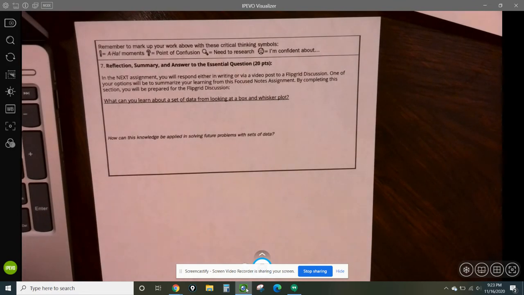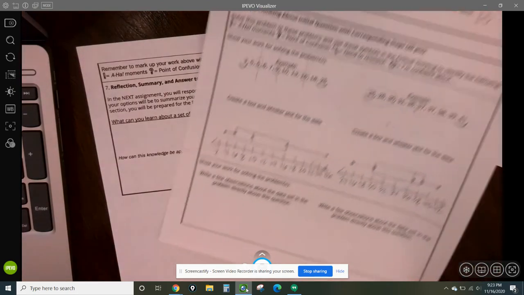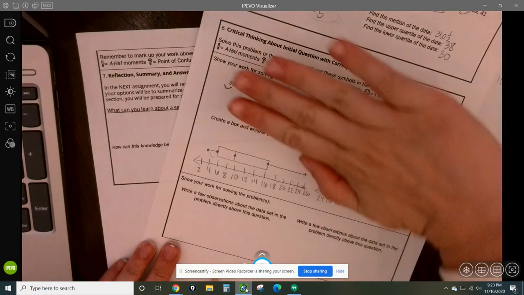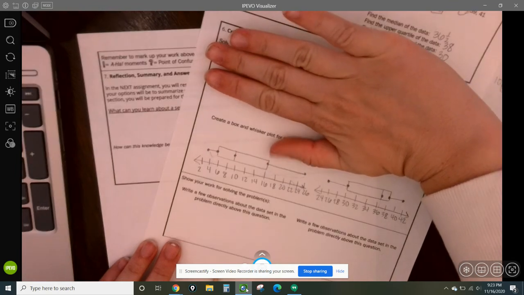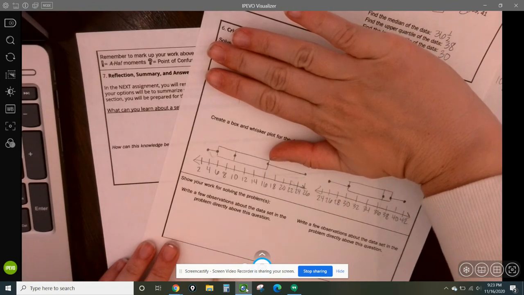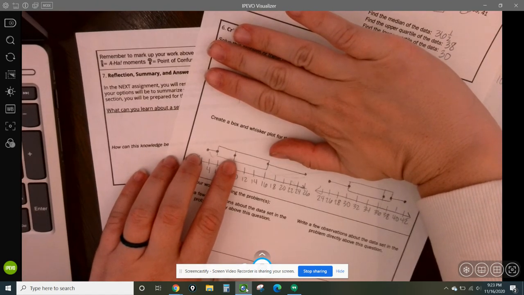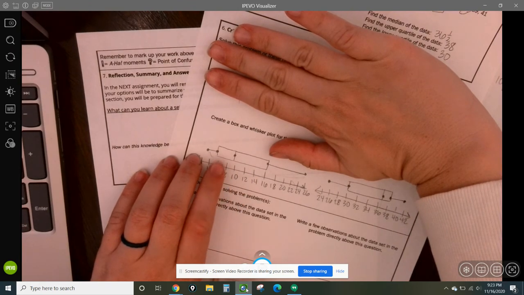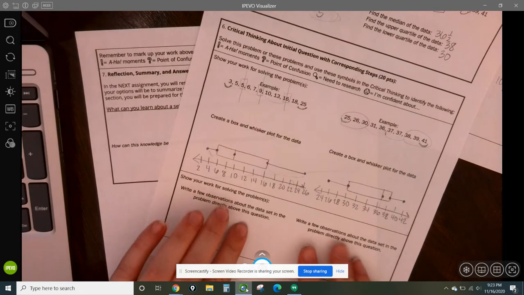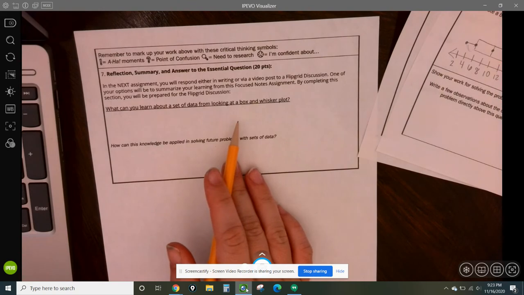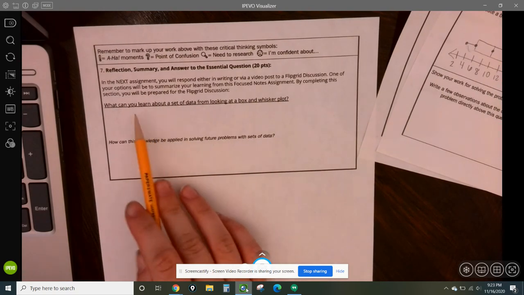And the last step here is the reflection. What can you learn from a set of data by looking at a box and whisker plot? So we just talked about a lot of things that you can notice or you could learn just by looking at the box and whisker plot. So even if you didn't have the numbers themselves, you could say things about these box and whisker plots. You can tell how close the numbers are together. You can tell how close the median is to either the lower quartile or the upper quartile. So there's all sorts of things. All these things that you wrote here, you can write as your reflection answer too about what you can learn by looking at a box and whisker plot. So take a minute, pause, and write down something you can learn.